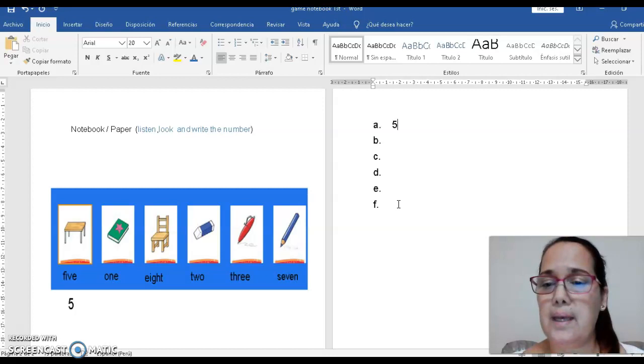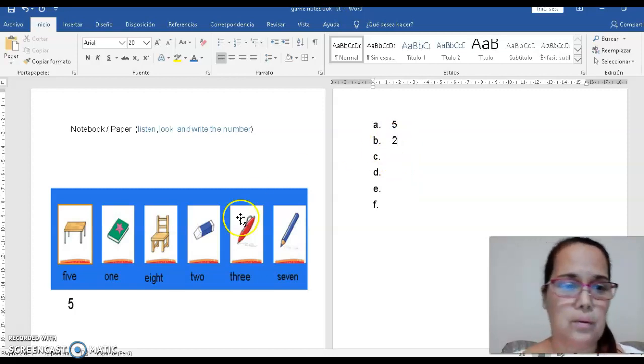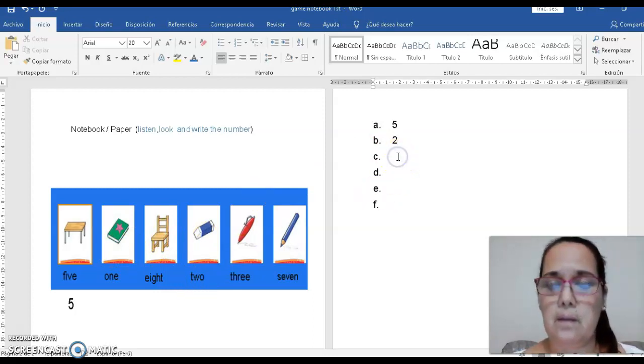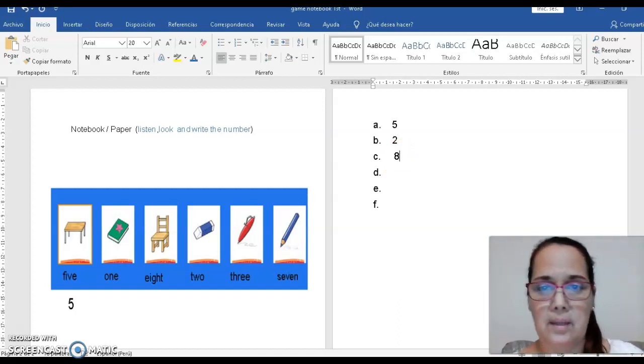Good job. Excellent. Now take out a red color. We are going to check the answers. Okay? Letter B. What number is it? Yes, 2. 2. The eraser. Letter C. What number is it? Do you remember? 8. Good.